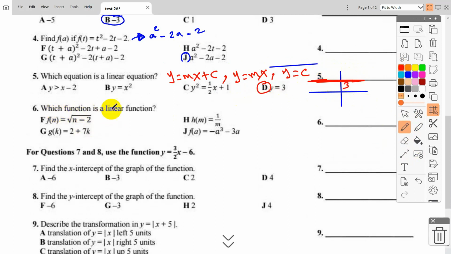Okay. Question 6: which function is a linear equation? Letter F, we have a square root, so it's not the correct answer. Letter G, 2 plus 7k, is in the form y equals mx plus c. Letter H, 1 over m, the variable is found in the denominator, so it's not correct. Letter J, the variable is raised to the power of 3, so it's a cubic function. So letter G will be the correct answer: g of k equals 2 plus 7k.